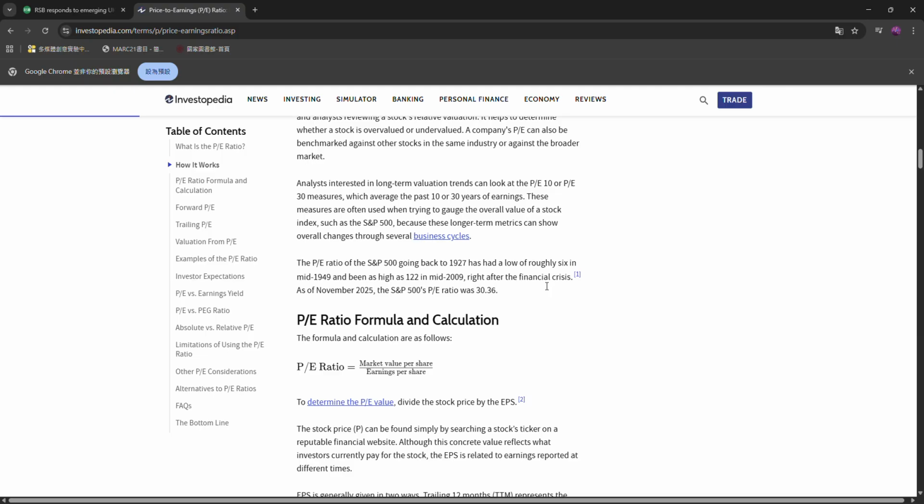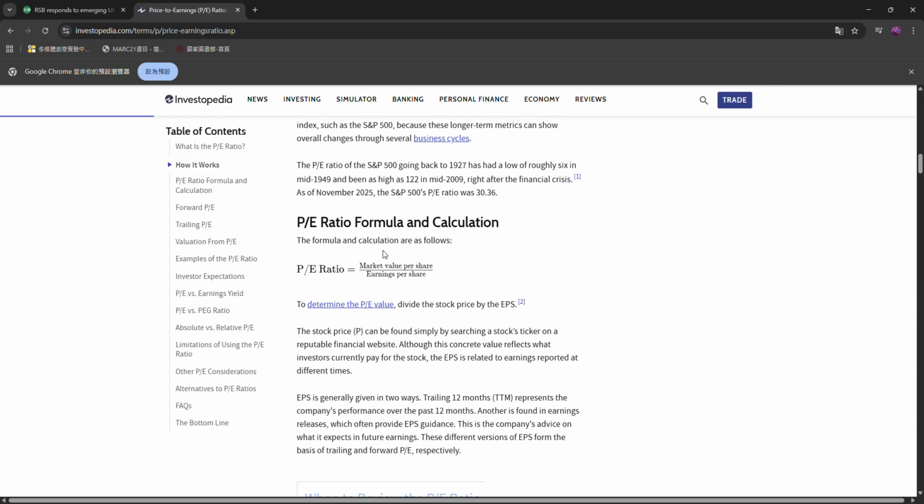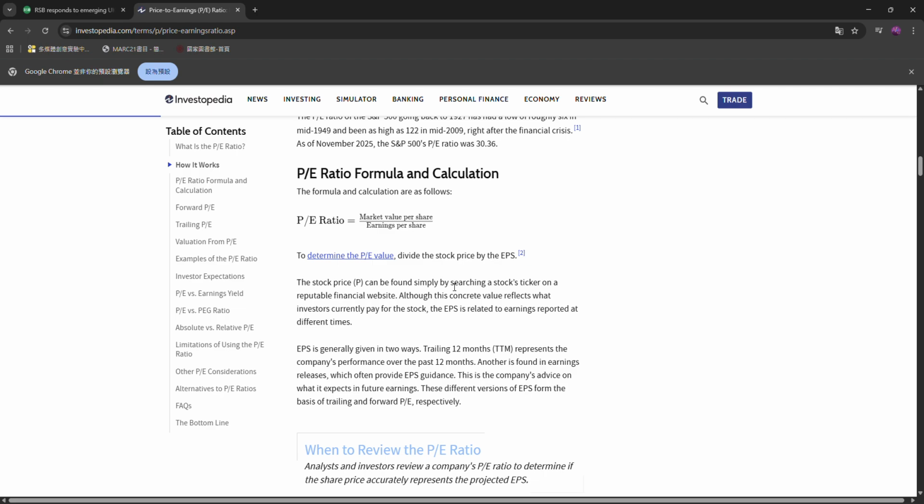PE ratio formula and calculation. The formula and calculation are as follows: PE ratio equals market value per share divided by earnings per share. To determine the PE value, divide the stock price by the EPS.